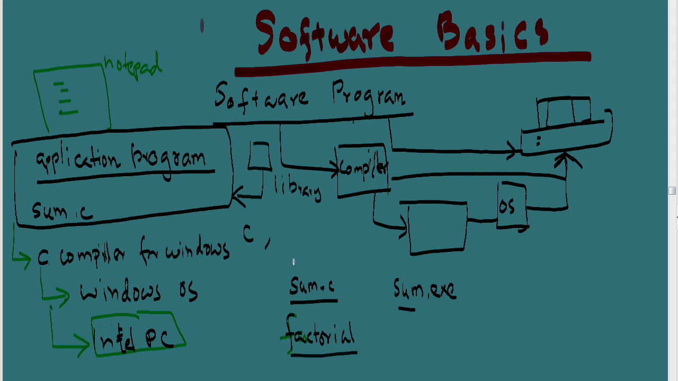So let's say in your program you are doing a factorial of a number, and then multiplying it by 2. These are the two jobs you are doing. Instead of developing your own factorial program, you call a library which has a factorial program, and then you take the output and multiply it by 2.